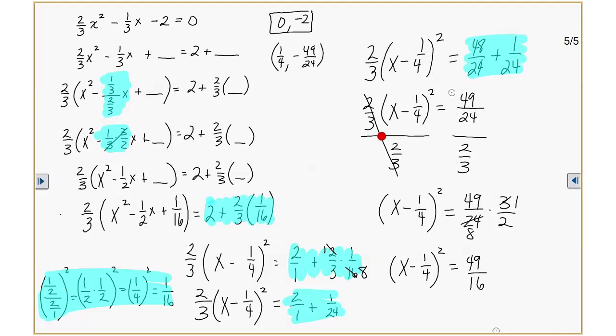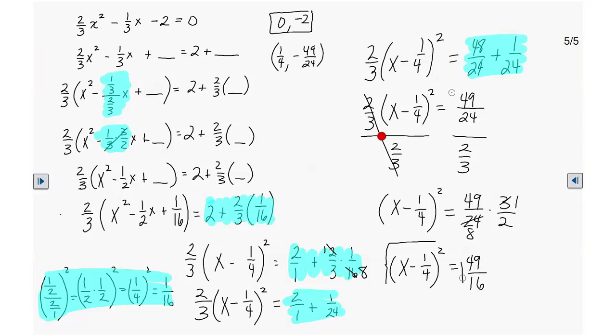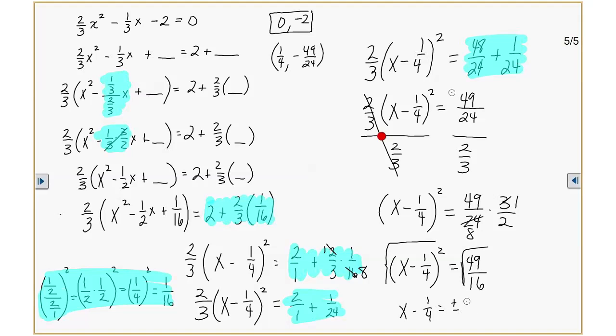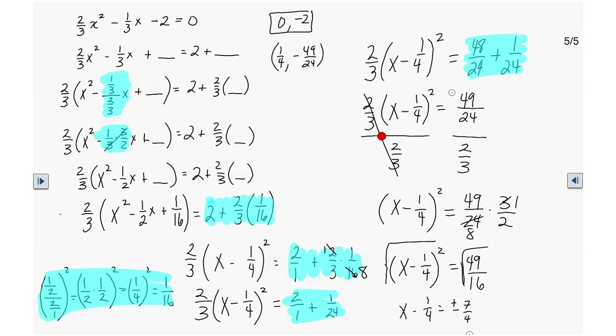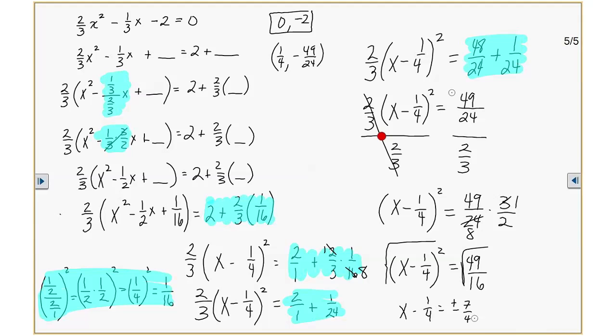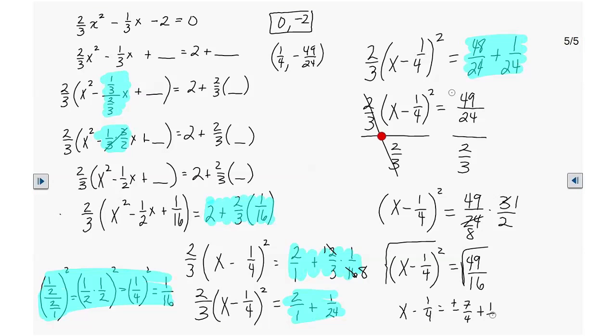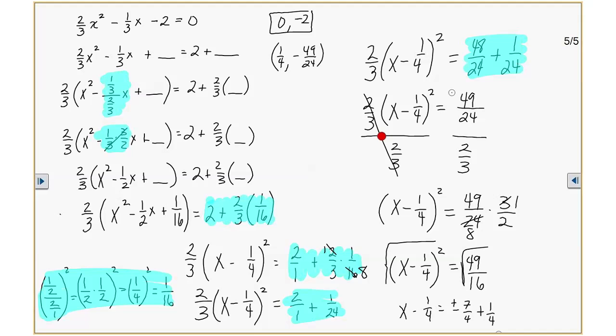So now take the square root. X minus 1/4 is equal to positive or negative 7 over what? 4. And bring the 1/4 over. So, what's 7 plus 1 over 4? It's 2. Thank you, class.